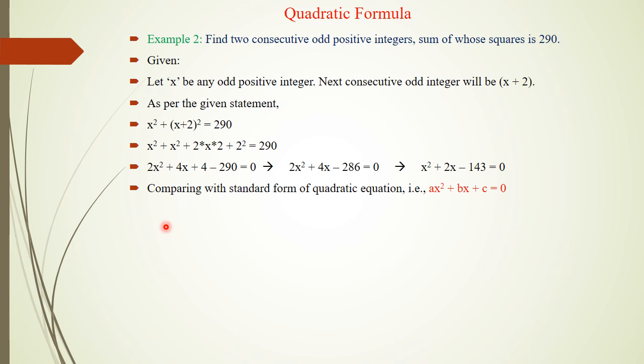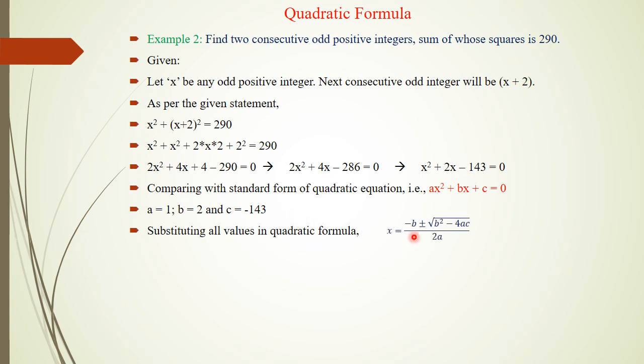Comparing this quadratic equation with standard form of quadratic equation, that is ax square plus bx plus c equal to 0, I will note down a value that is equal to 1, b value that is coefficient of x equal to 2, and c value that is constant term to be minus 143 here. Now I'll consider the quadratic formula, this one, and I'll substitute all the values of a, b and c in this equation, and I will get the solution in the form of x.